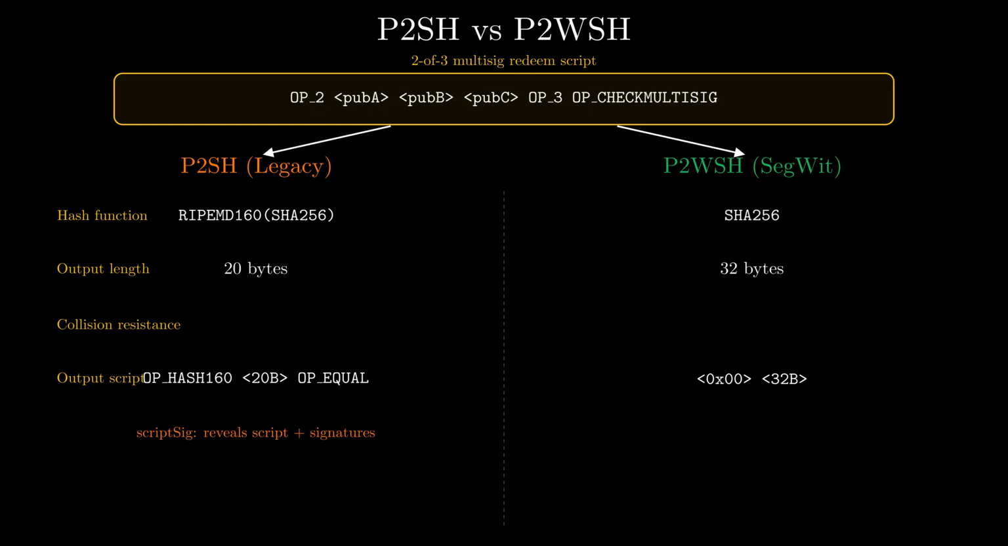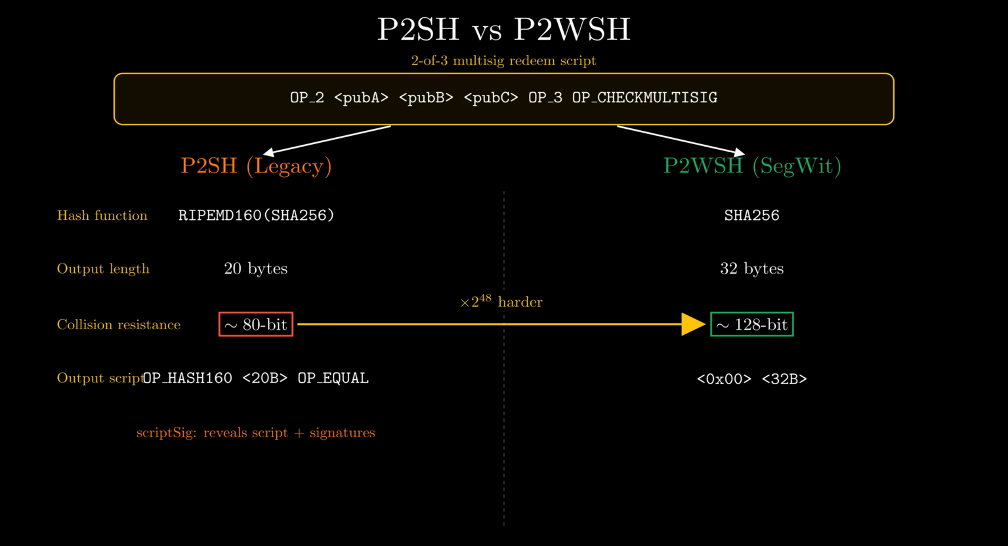Notice the upgrade. P2SH uses RIPEMD160 over SHA-256, producing a 20-byte hash with roughly 80 bits of collision resistance. P2WSH uses raw SHA-256, 32 bytes, with 128 bits of collision resistance. For complex scripts where attackers might grind colliding alternatives, that jump from 80 to 128 bits matters. Stronger hash, same pattern, witness data stored separately.